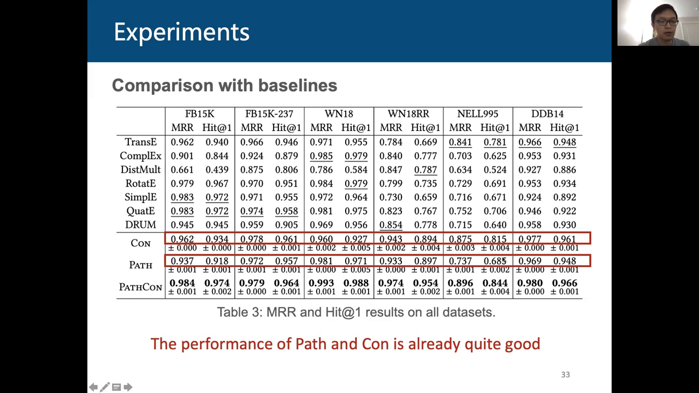Okay, so you can see here in this table that the results show that in many cases, PathCon with only path can already beat most of the baselines. And combining this relational context and relational path together can usually lead to even better performance.